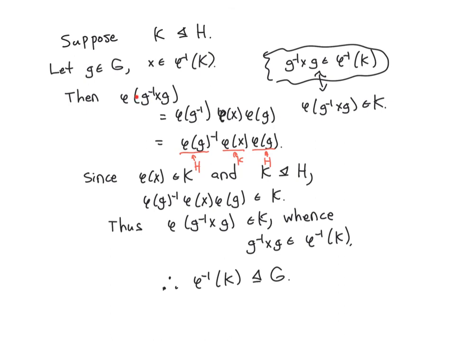And again, since these two things are equal, that means phi of g inverse x g is also an element in K. That implies that g inverse x g is an element in the preimage. Which means that conjugating elements in the preimage by elements in G gives you elements in the preimage. Therefore, the preimage of K is in fact normal in G.